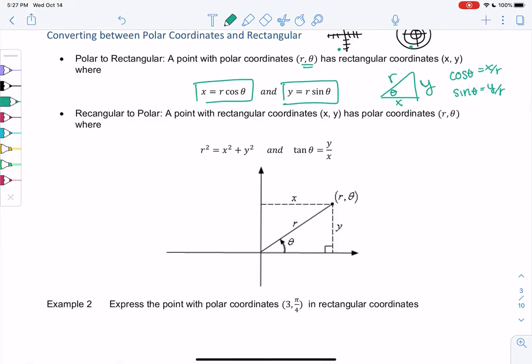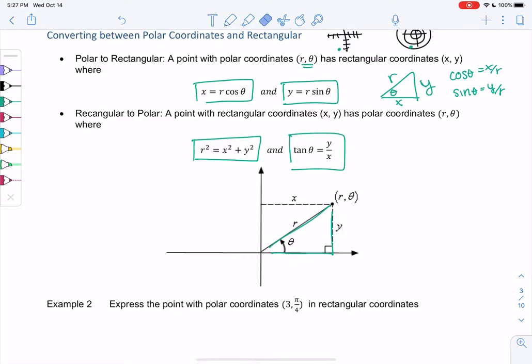And if we want to go the opposite direction, Pythagorean theorem tends to be useful. So if we start with a rectangular x, y and we want polar r, theta, x squared plus y squared equals r squared is useful, and then tangent of theta is y over x is also useful.